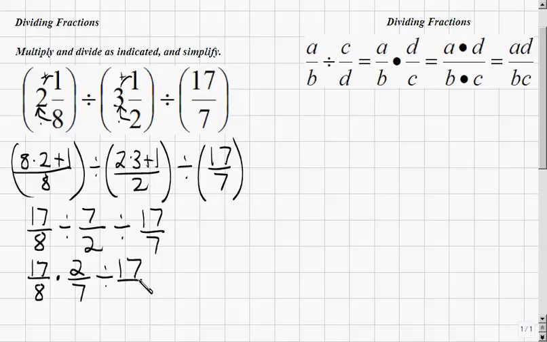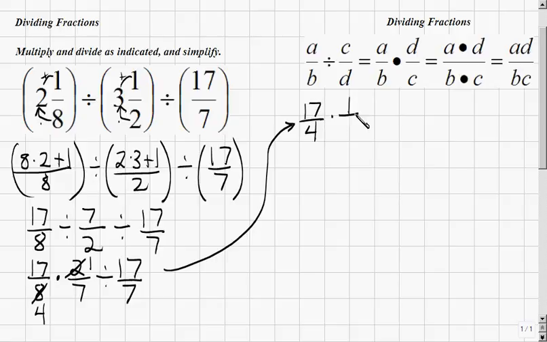divided by 17 over 7. We realize that we can reduce the first two fractions since 2 divides into itself once and 2 is divided into 8 to become 4. Let's write this over here. So this becomes 17 over 4 multiplied by 1 over 7 divided by 17 over 7.